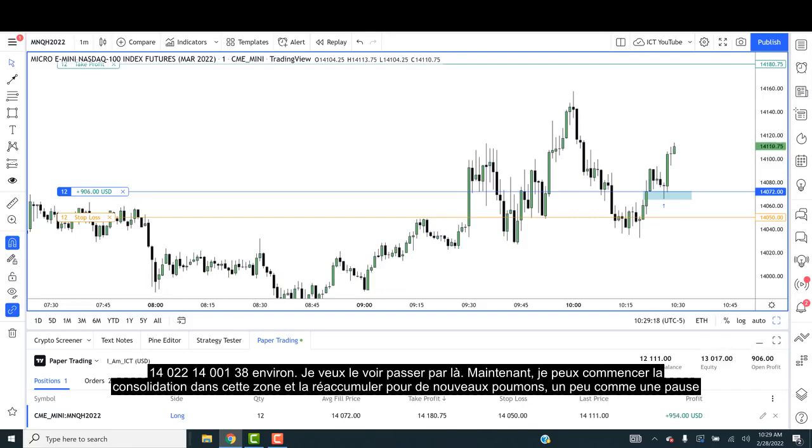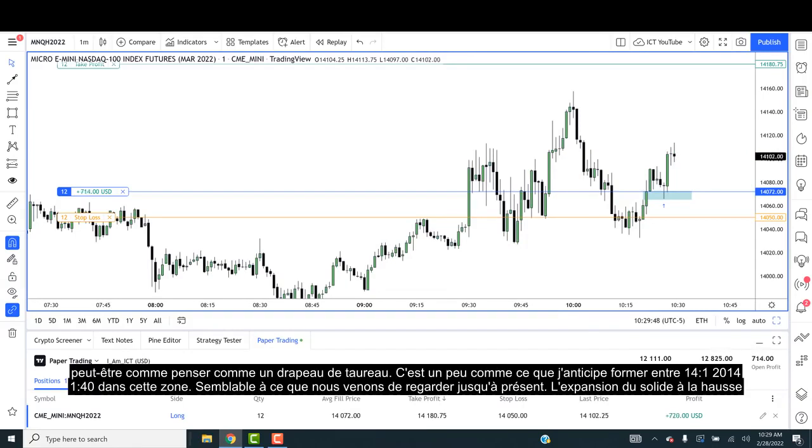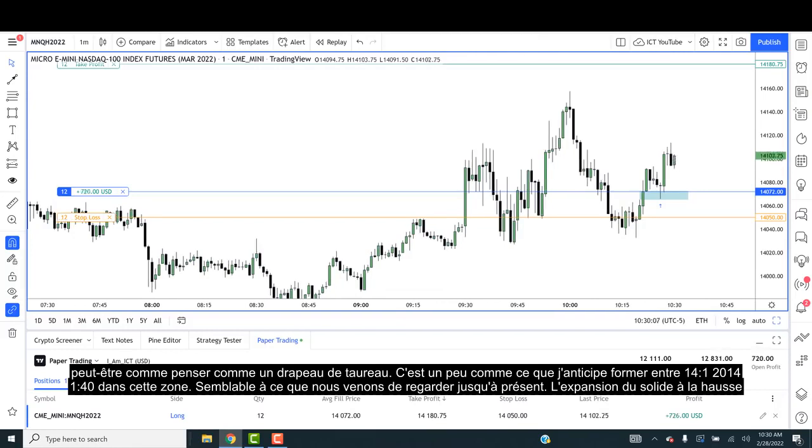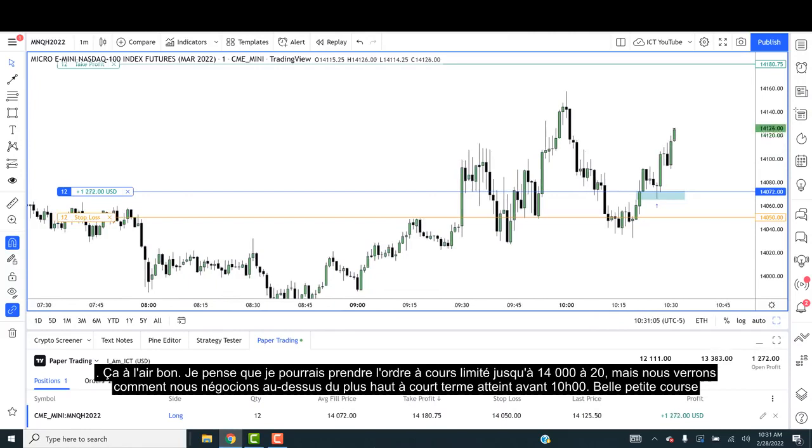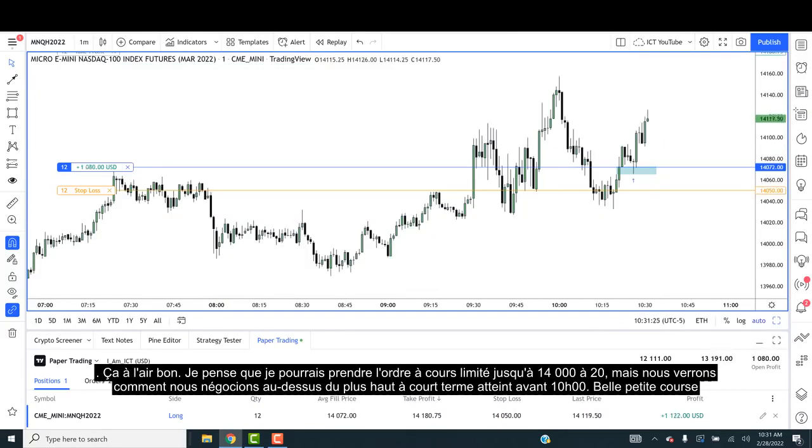Now it can start to consolidate in that area and reaccumulate for new longs, kind of like a pausing, maybe like think like a bull flag. That's kind of like what I anticipate forming between 14,120, 14,140 in that area. Similar to what we just watched right there. So far the expansion on the upside is solid. It looks good. I'm thinking I might take the limit order up to 14,220, but we'll see how we trade above the short-term high made prior to 10 o'clock in the morning.